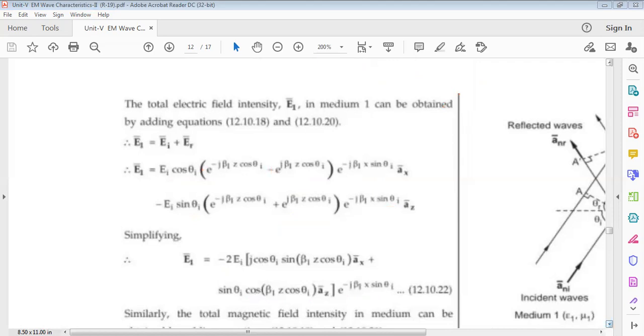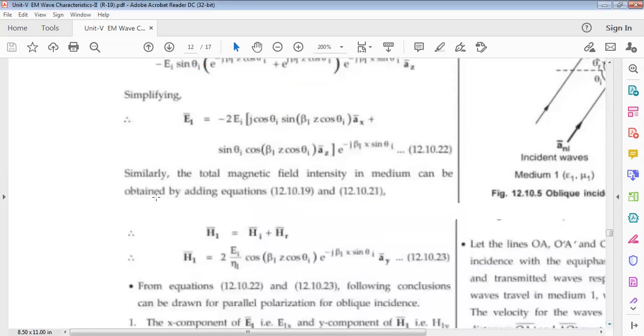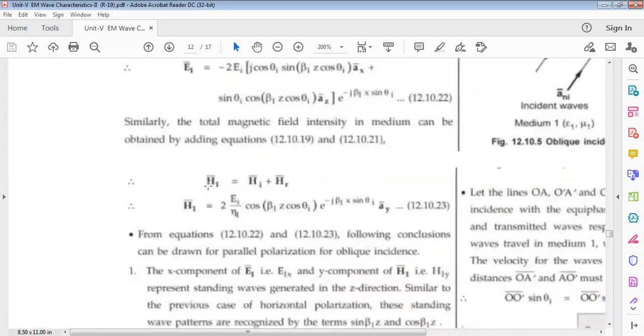Similarly, the total magnetic field in medium 1 can be obtained by adding the two magnetic fields. H1 bar is equal to HI plus HR. Change all the functions: theta I is equal to theta R is equal to theta, and ER is equal to minus EI. After simplifying, H1 bar is equal to 2 EI by eta 1 cos beta 1 z cos theta I, e power minus j beta 1 x sine theta, into ay. So these two equations are what we got, the E1 bar and H1 bar.